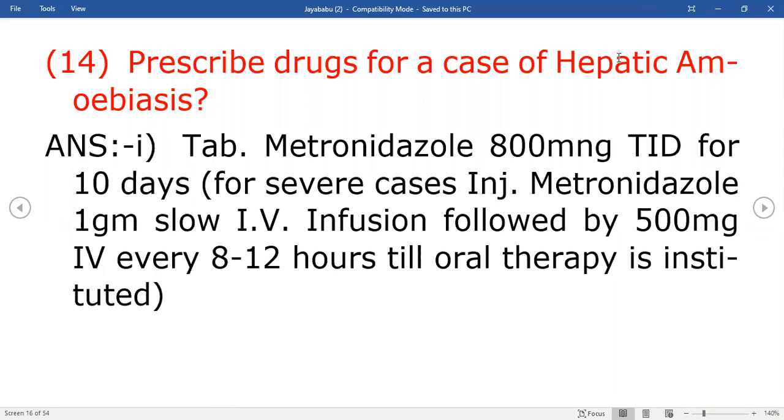If the patient has severe hepatic amoebiasis, he is supposed to be put on metronidazole IV infusion followed by 500 mg IV every 8 to 12 hours till oral therapy is started.